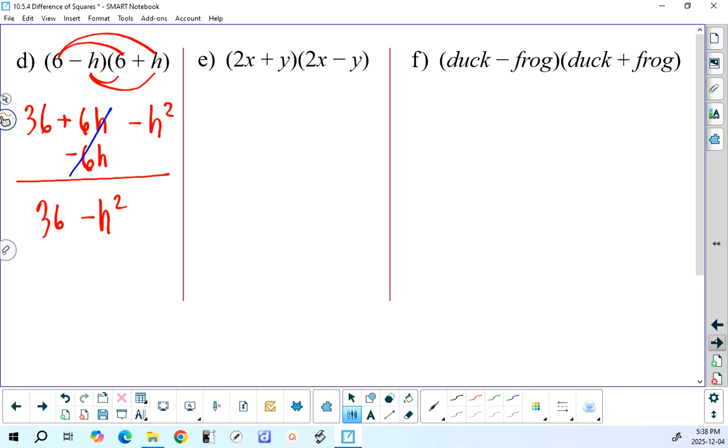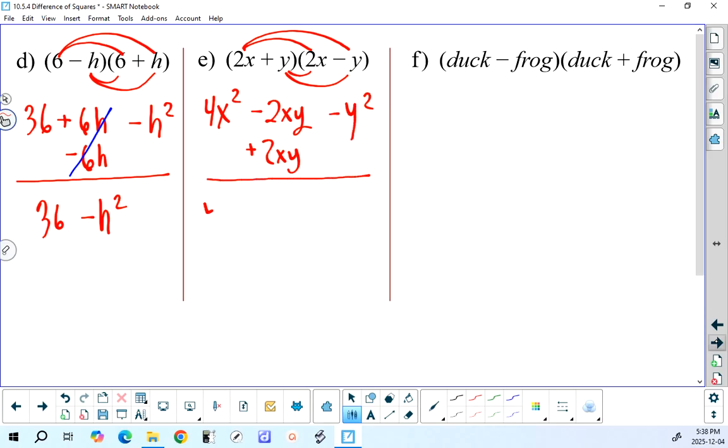We do this one, the next one, 2x times 2x is 4 times x squared. I have to take 2x times negative y, which is negative 2xy. That's my first and my outer. Now my inner is positive 2xy, and my last is negative y squared. So what do we get? You get 4x squared minus y squared.